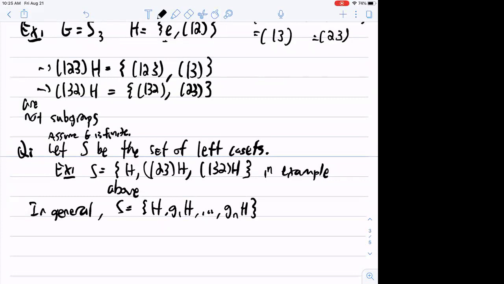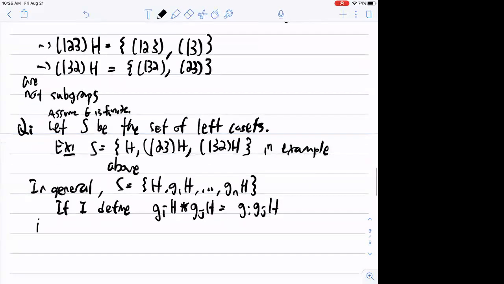Okay. If I define GI star GJH, I'll use GI and GJ, to be GIGJH, does S form a group?